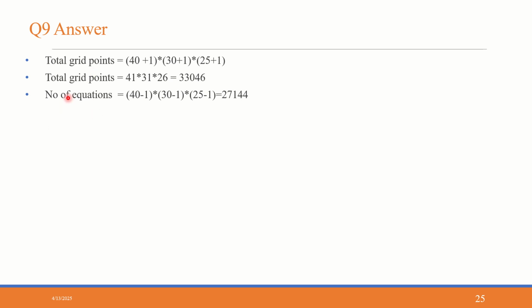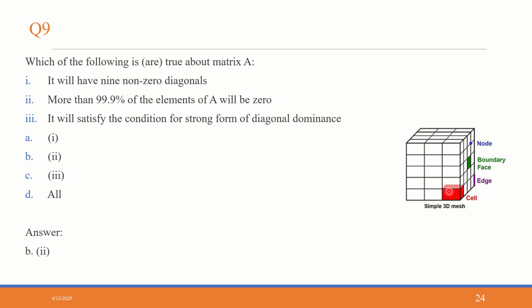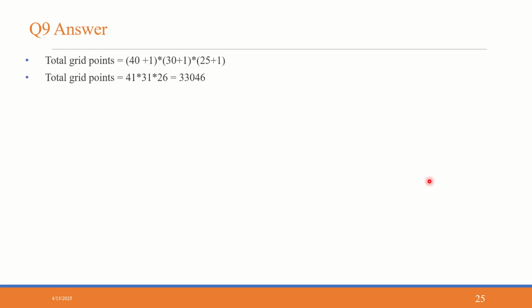So, number of equations. For each grid point in the interior, we will be writing the equations. As I mentioned in the previous example, it is 3 plus 1 minus 2, or 3 minus 1, the number of interior grid points. So again here we are doing 40 minus 1 interior grid points, and that many equations we will be writing: 40 minus 1, 30 minus 1, into 25 minus 1. So we have 27,144.